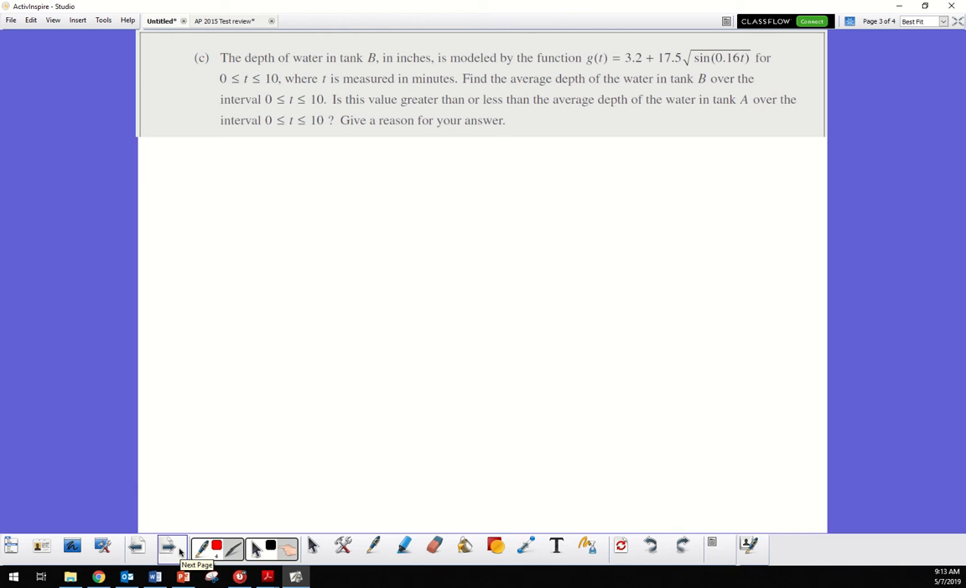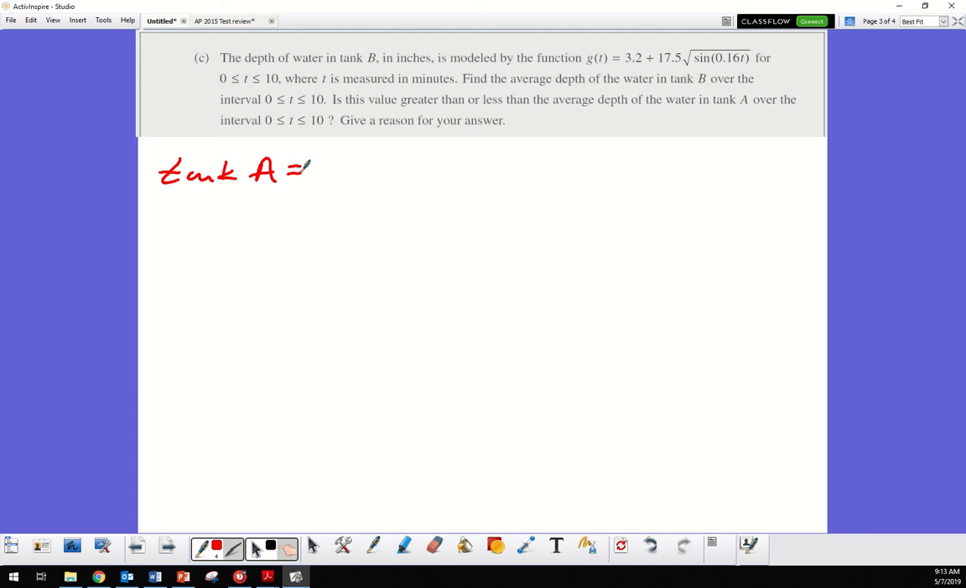The depth of water in tank B, in inches, is modeled by that function for 0 to 10, where t is measured in minutes. Find the average depth of water in tank B over the interval 0 to 10. Is this greater or less than the average depth of tank A over the interval 0 to 10? All right, so for tank A, how would I do that one?